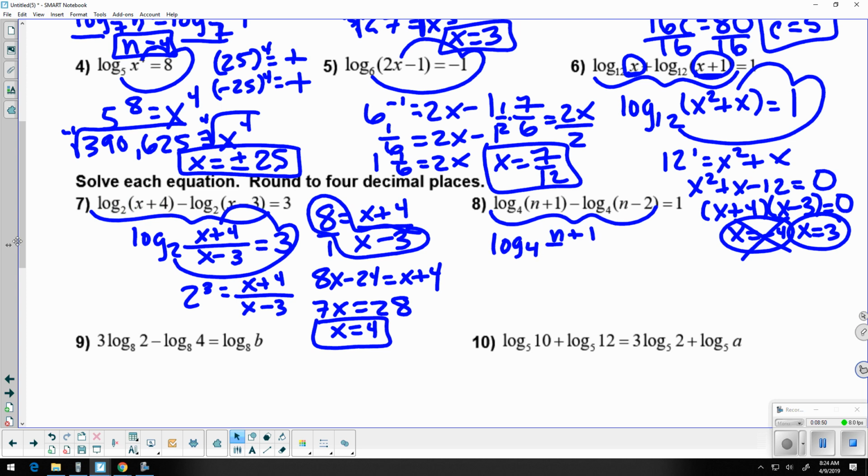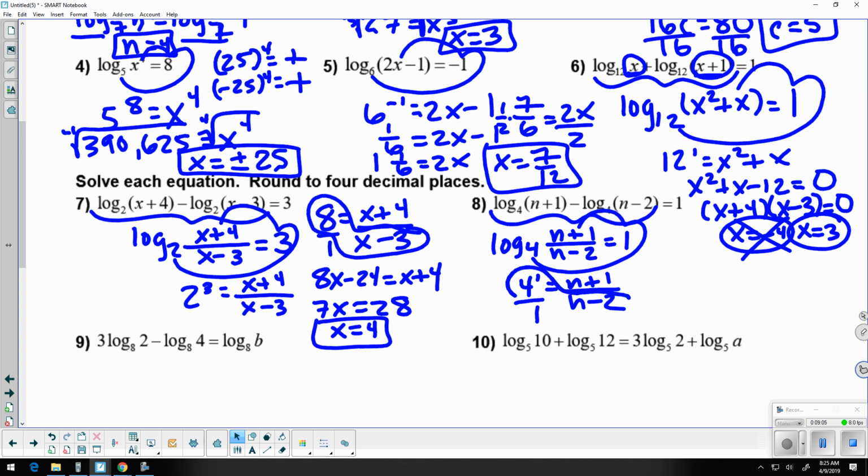So that's n plus 1 over n minus 2. All right, since there's only one log, once again, swoop it around. 4 to the first power equals n plus 1 over n minus 2. Again, I'm just going to throw the 4 over 1 and then cross multiply from here.